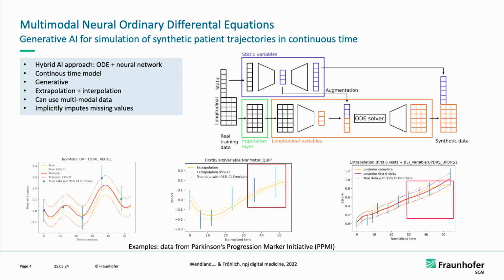And as you see on the top right, we have this model architecture simplified. It uses variational autoencoders, and it augments the latent spaces from both static and longitudinal variables before they are fed to an ODE solver, and then both are reconstructed and again combined together. And on the bottom, you see part of the results that show the relevance of this model in capturing the trends of the real data set, both for interpolation and extrapolation.